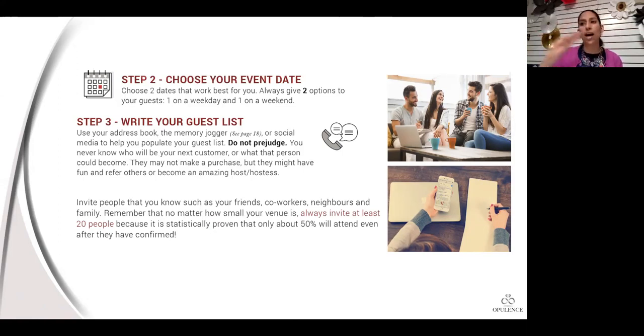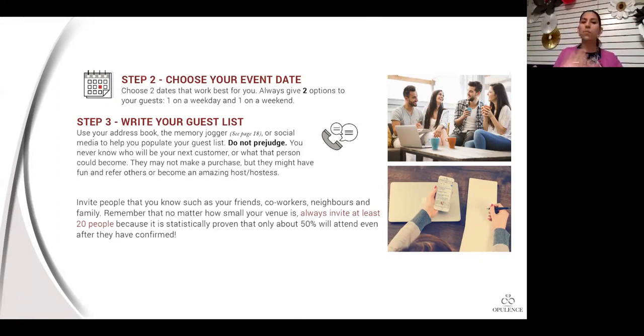And then number three, I write down my guest list. So you're going to use your address book and the memory jogger from chapter number 1, and you can use your social media resources to help you populate the guest list. Do not prejudge. This is a main key in our business. You never know who will be your next customer, or what the person could become. They may not make a purchase right now, but they might have fun and refer you to other people. When they refer you to other people, those people can become a new hostess and do another event for you, and so on. Invite people that you know, such as friends, co-workers, neighbors, family.